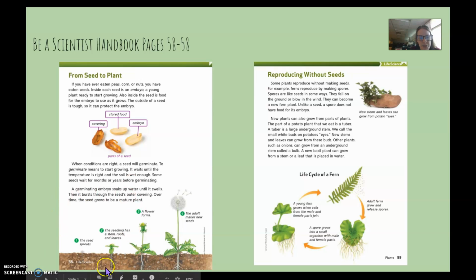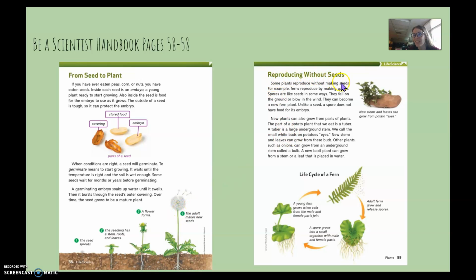So down here, you kind of see that we have the seed sprout, and then it goes to a seedling that has stem and roots and leaves, and then a flower forms, and then the adult makes new seeds. And we're going to be drawing a picture sort of like this in just a minute.